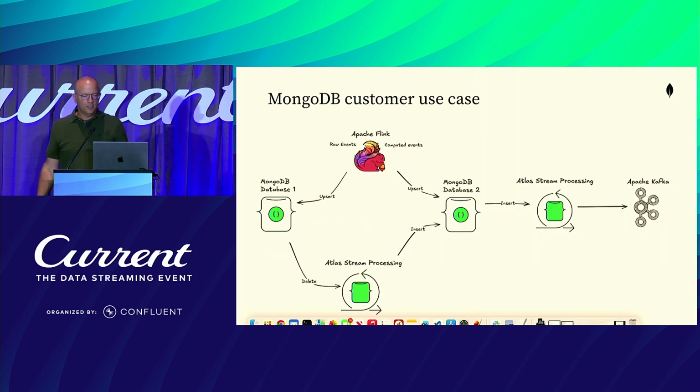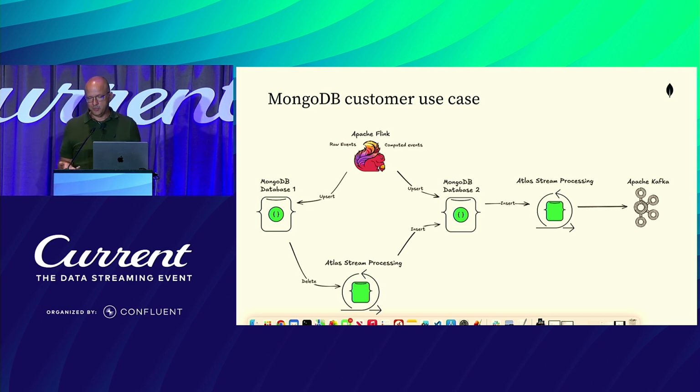So at this conference, we talked a lot about Flink. Flink is obviously the gold standard for streaming. And these two technologies can work together. So obviously, I'm not saying that Atlas Stream Processing can replace Flink. We're not doing that. We're making streaming a great experience for MongoDB.